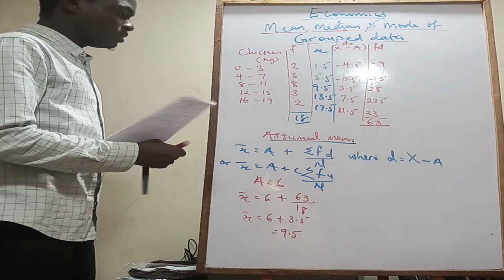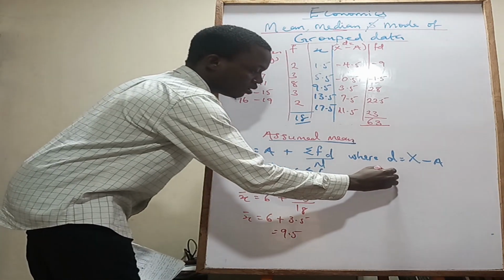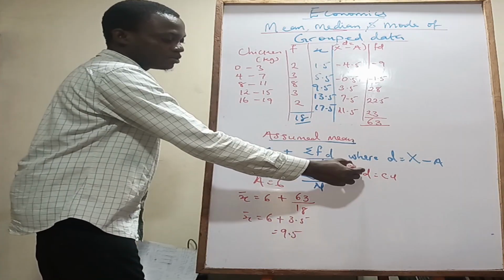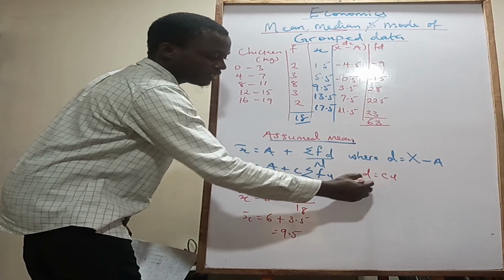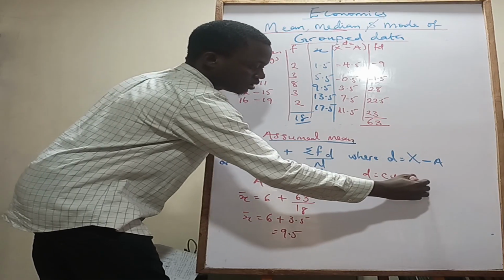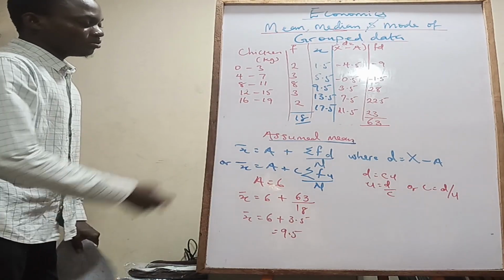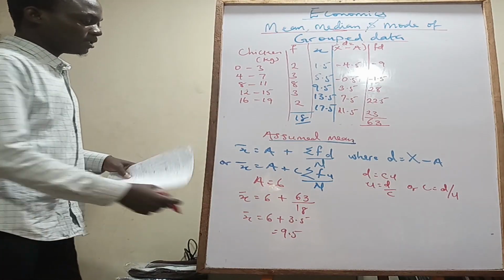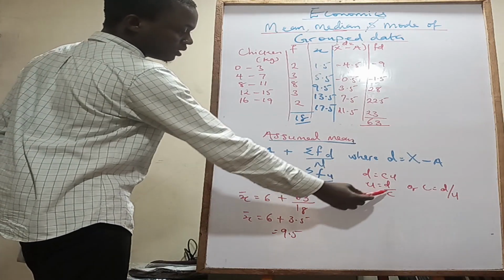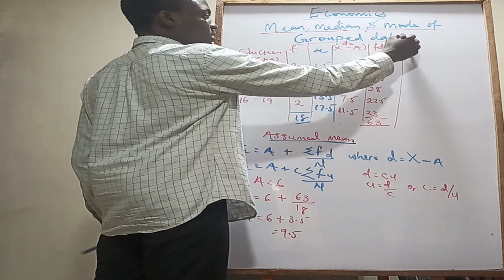So there's a relationship between d and something else. d equals c times u, right? So this is the class size, and this is our deviation. So u equals our deviation divided by c, or c equals our deviation divided by u. So when do we apply this formula? Because of course you need to get your u, and your u is your deviation divided by your class size. So let's try that, d over c.